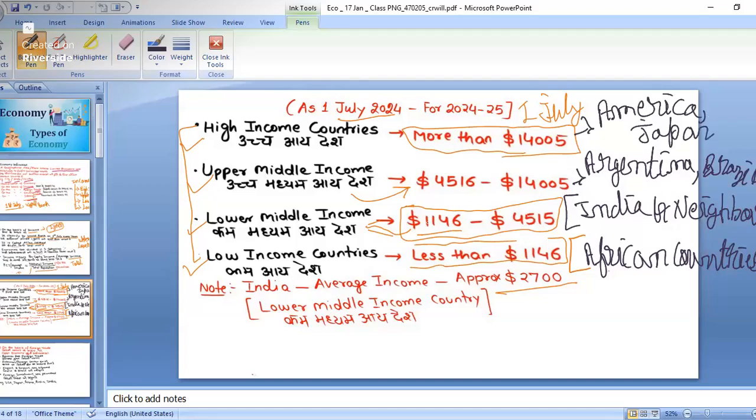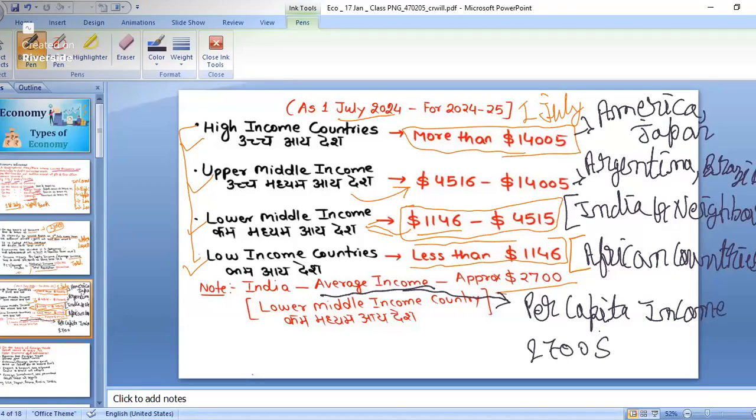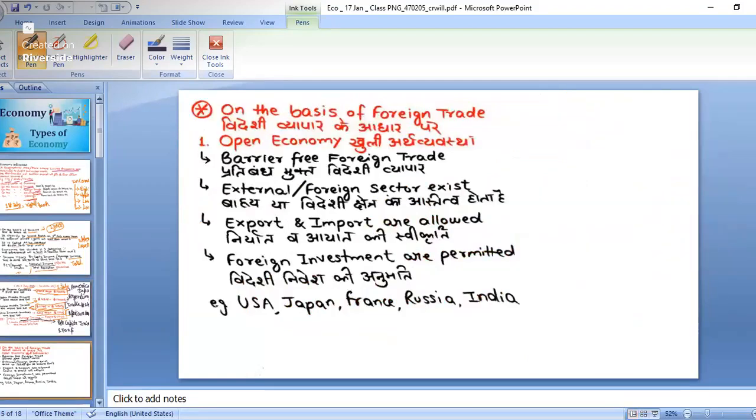So here in this part, we must remember that India has average income, which is also known as per capita income. Remember this. And the per capita income of our country is approximately $2,700. So remember this one.